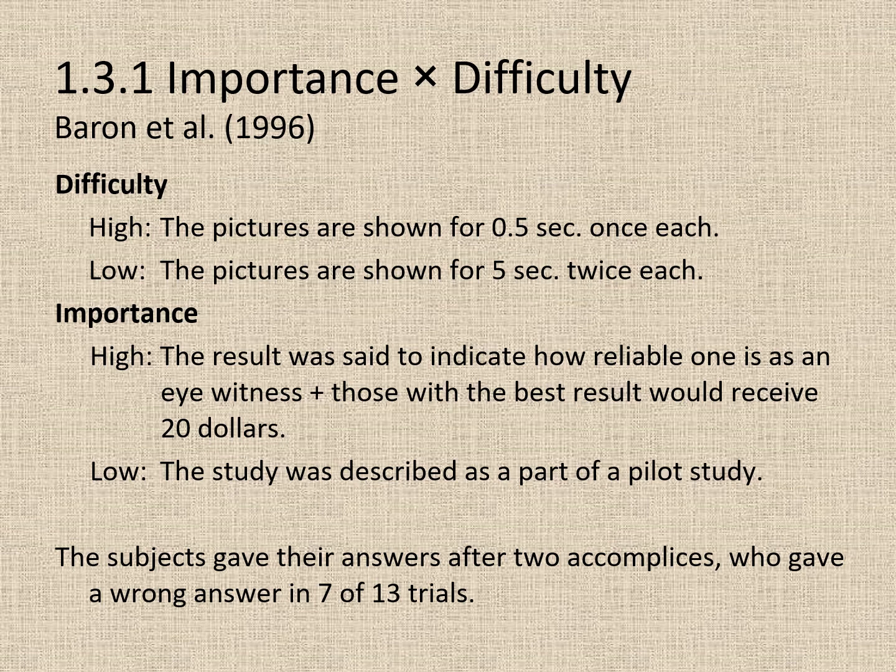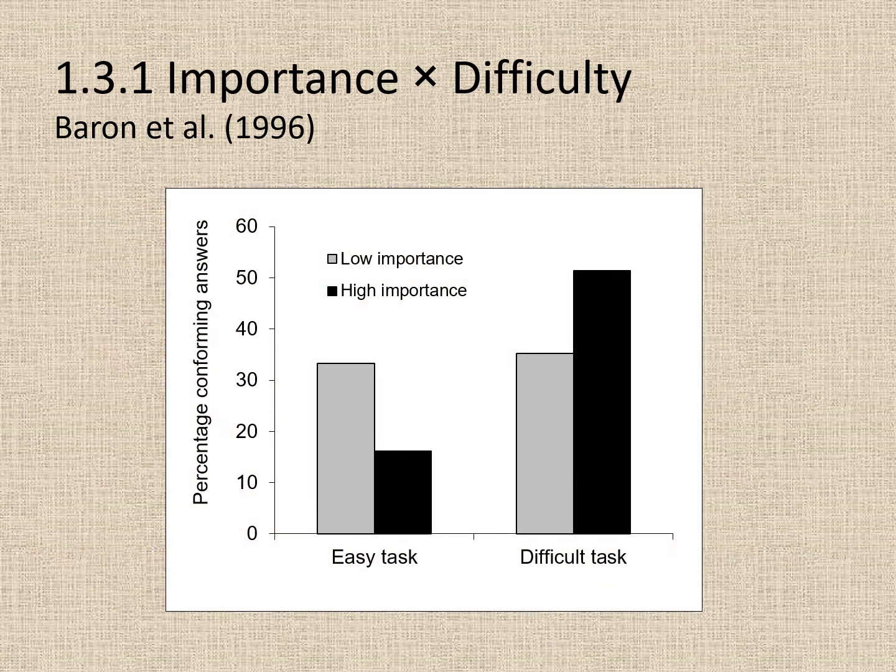So this is the result. Percentage conforming answers. The highest percentage of conforming behavior we get when the task is difficult with high importance. Then we have the highest degree of conformity. And the lowest degree of conformity we have when the task, again, is important, but it's easy. So if I really want to be right and the task is difficult, then I tend to copy others' behavior to a higher degree.